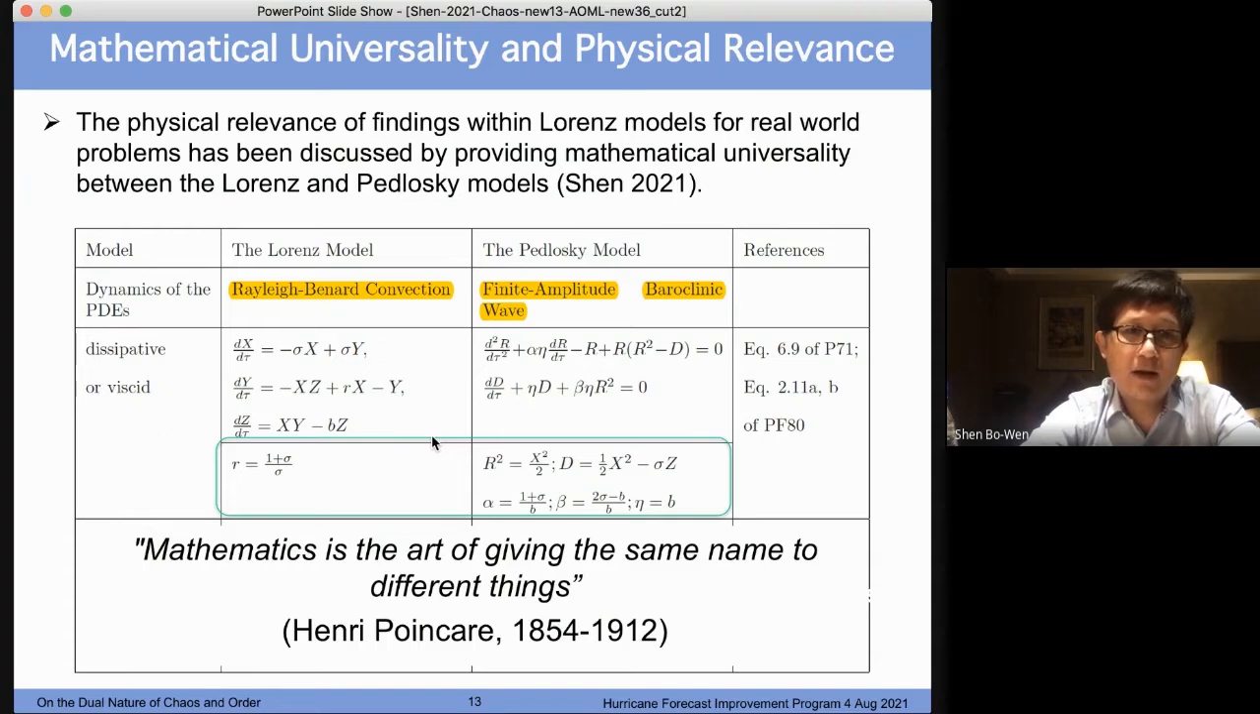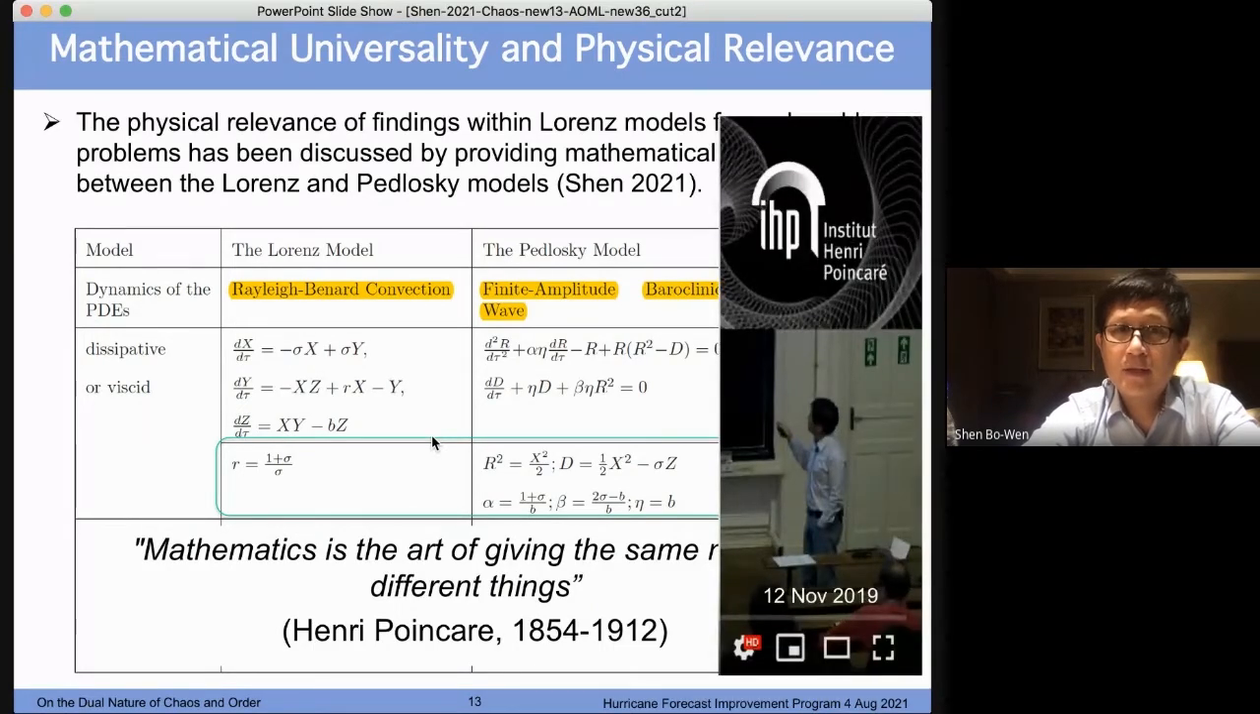Mathematics is the art of giving the same name to different things. This is from Poincaré. He is also known as one of the fathers of chaos theory. In Paris, France, there's an institute in his name. It was my honor to give a talk there in 2019.